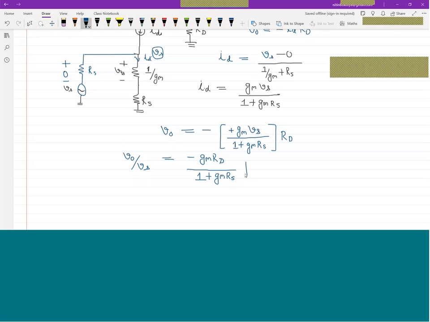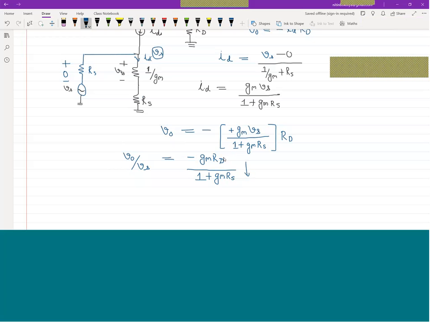Because of the negative feedback this Rs provides, the gain will be less. Without Rs this is the gain: if you take Rs equal to 0, gain is minus Gm into Rd. So this is the relationship.